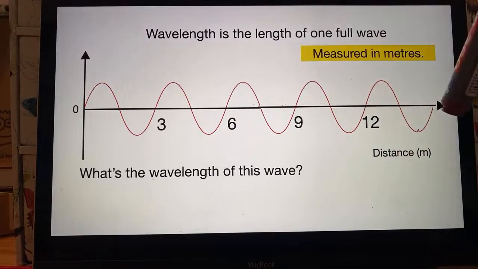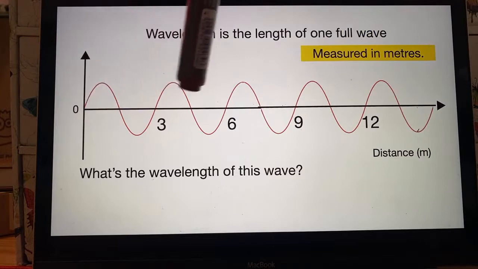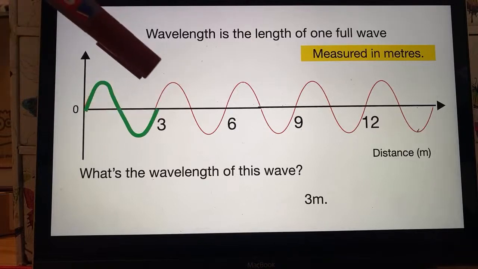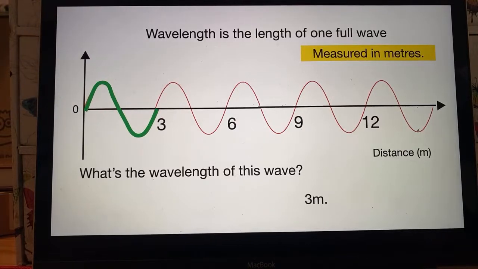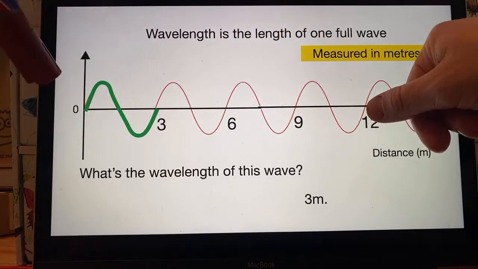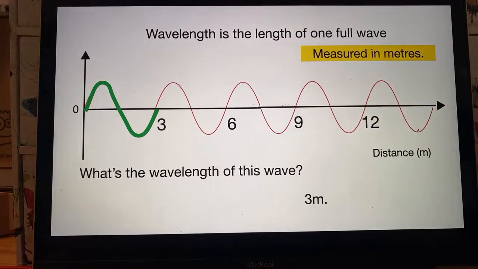So that's the distance. And you've got 1 wave, 2 waves, 3 waves, 4 waves. So the wavelength of that wave is 3 meters, right? It goes all the way up, it goes all the way down again, and then that's 1 wave. So that's 3 meters. Or if you didn't like where I put the 3, you could have said, well, I'm pretty sure that's 4 waves in 12 meters, and then you could have divided it by 4.